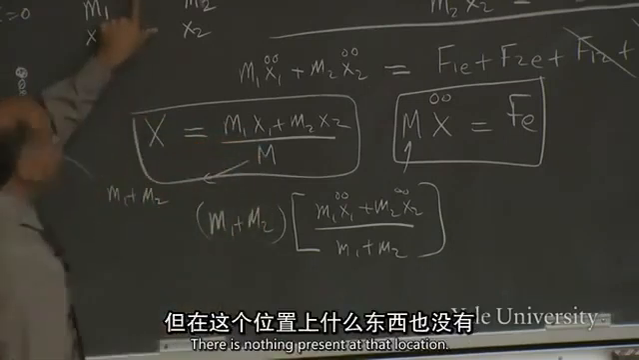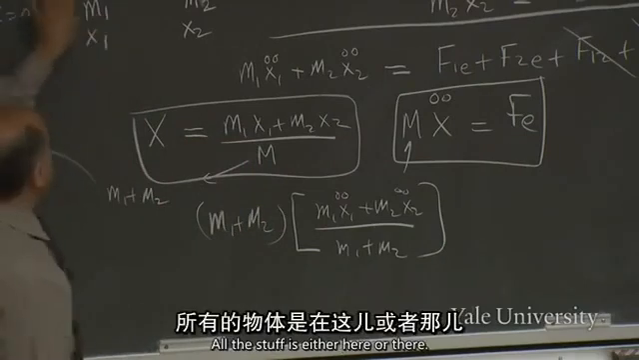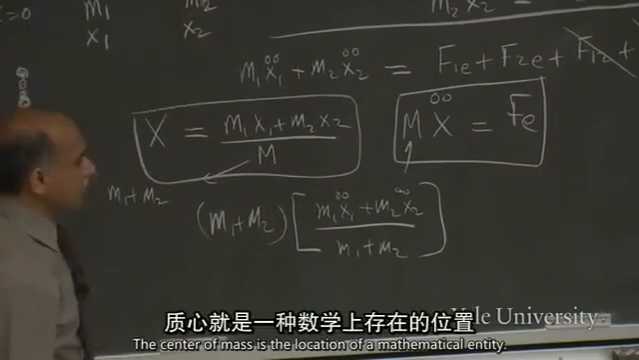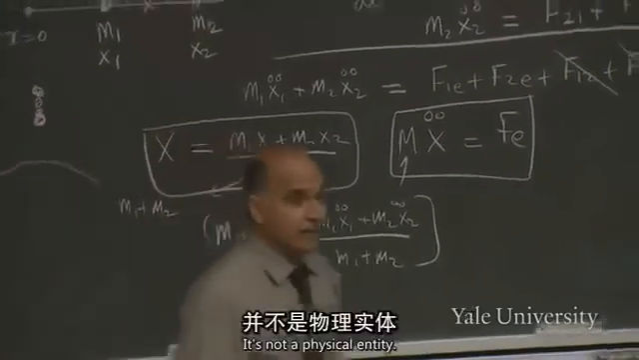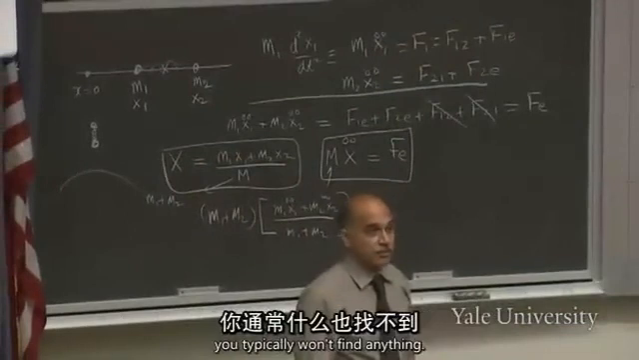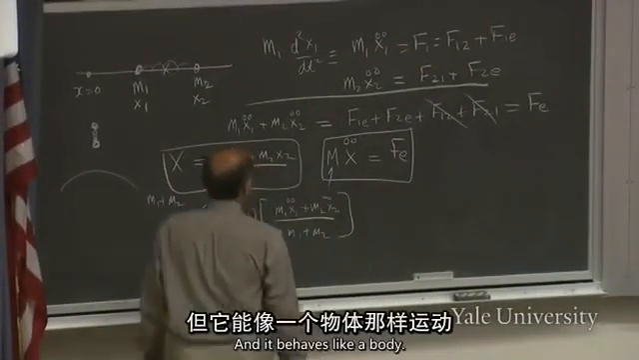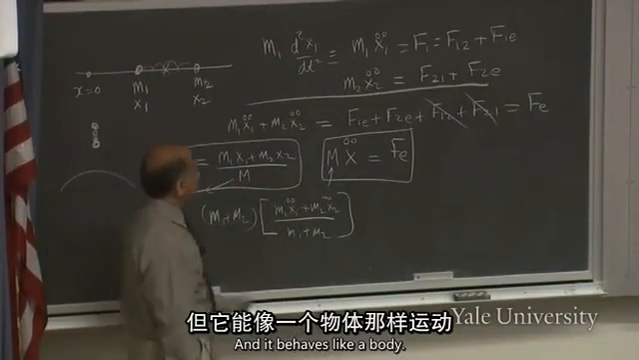There is nothing present at that location. There's nobody there. All the stuff is either here or there. The center of mass is a location of a mathematical entity. It's not a physical entity. If you go there and say what's at the center of mass, you typically won't find anything. And it behaves like a body.